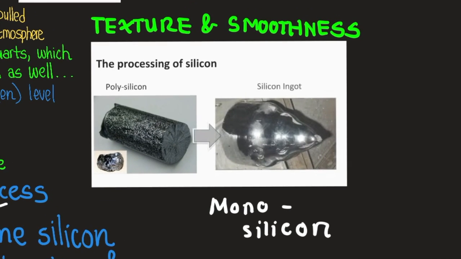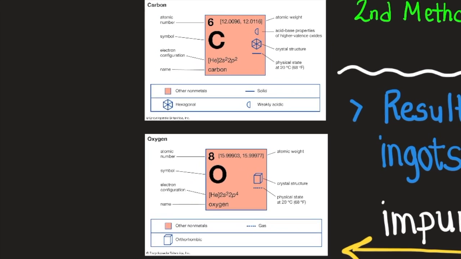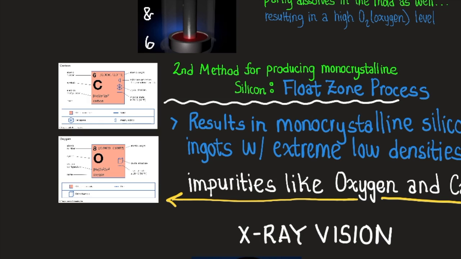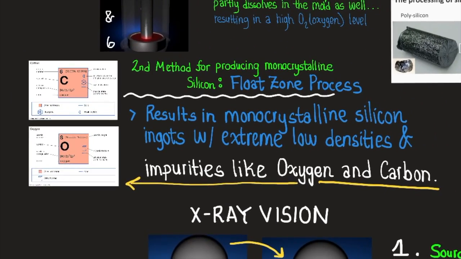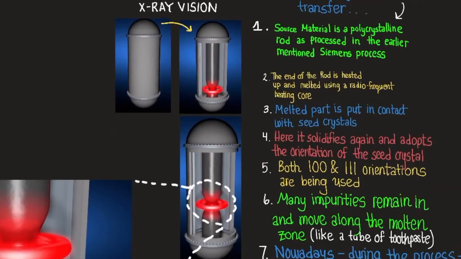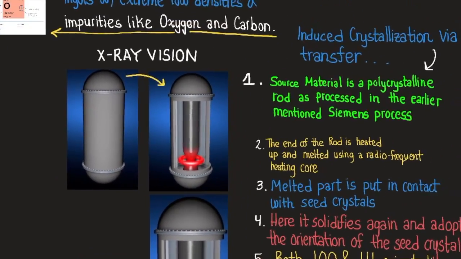So the texture and smoothness. The processing of silicon from a polysilicon crystal to a silicon ingot, which is way more shiny and way more cool looking. Poly means many and mono means one. So here's carbon and oxygen, two elements that are fundamental in the silicon making process. So the second method for producing monocrystalline silicon is called the float zone process. This results in monocrystalline silicon ingots with extremely low densities of impurities like oxygen and carbon. So here we have the X-ray vision of how it's created.